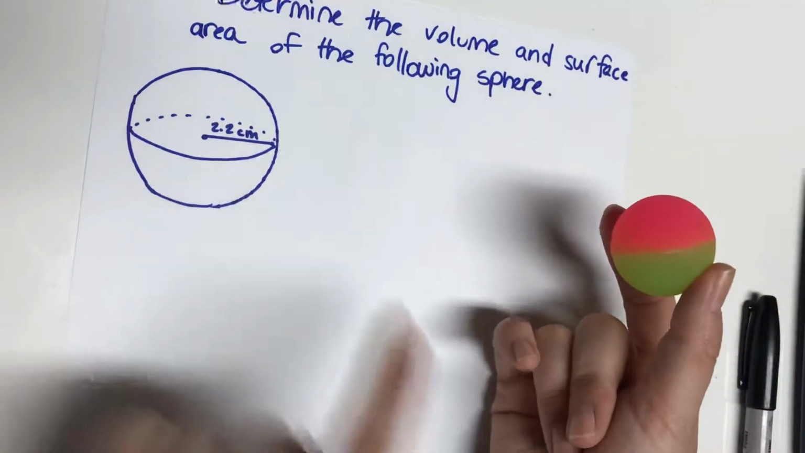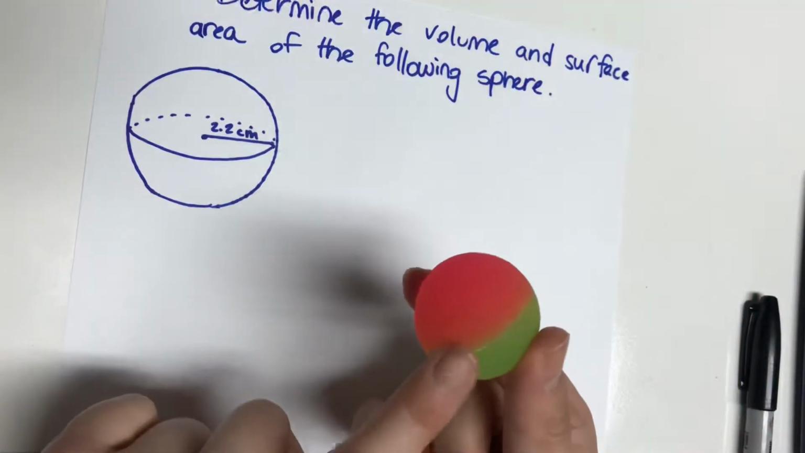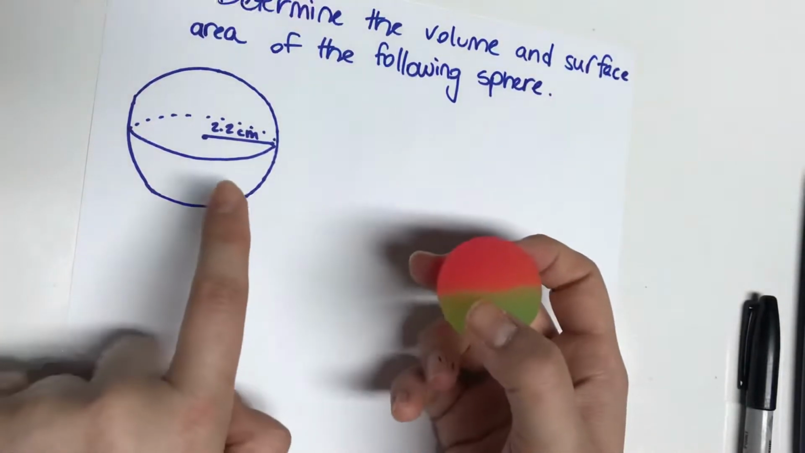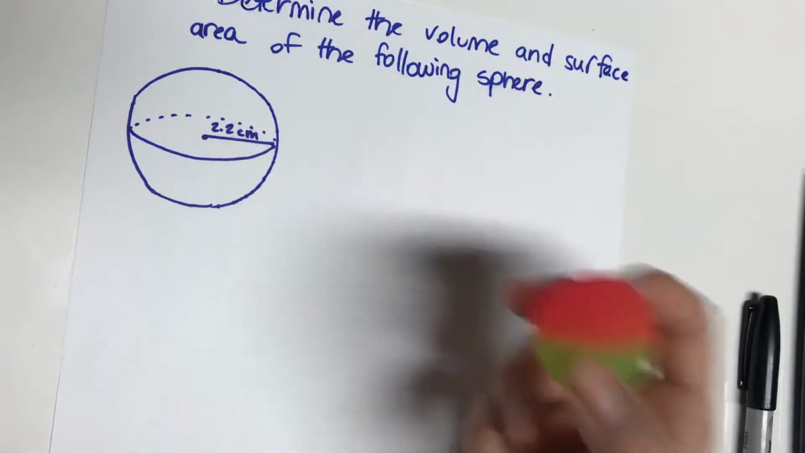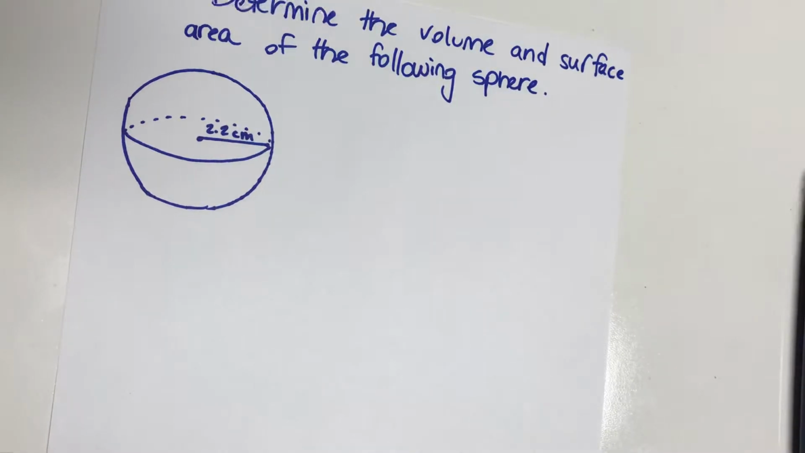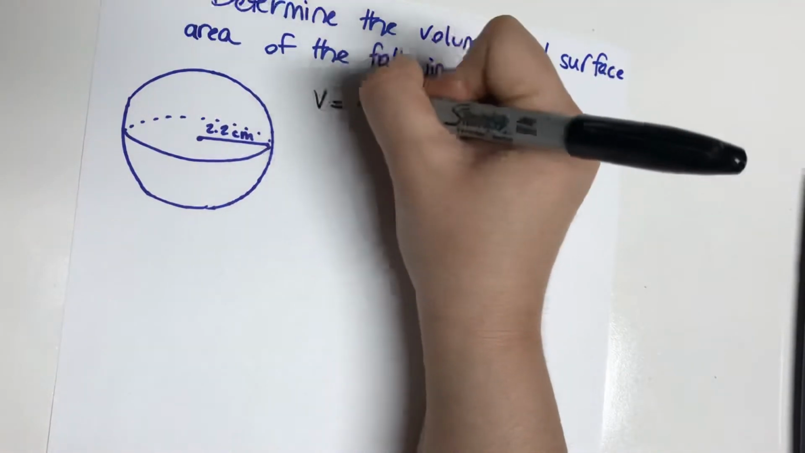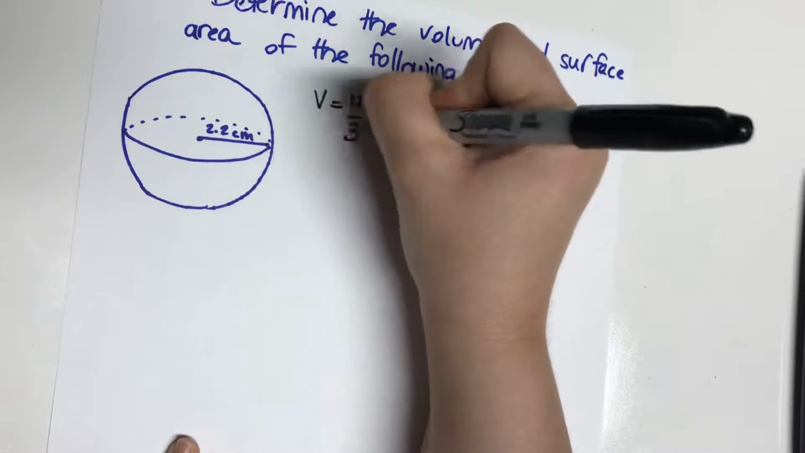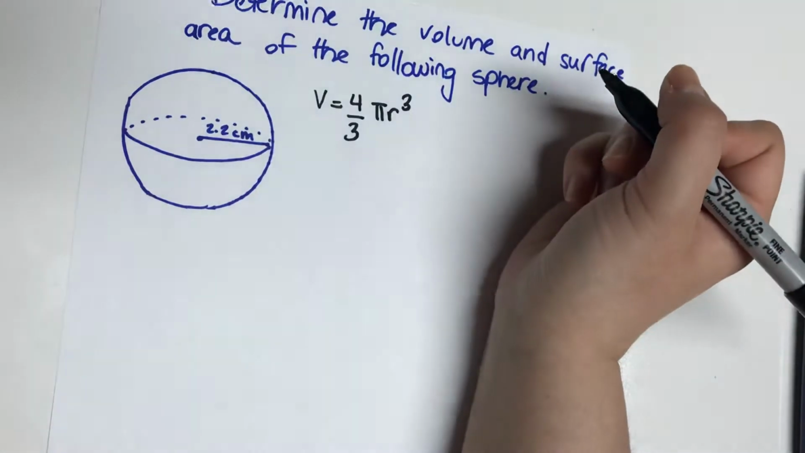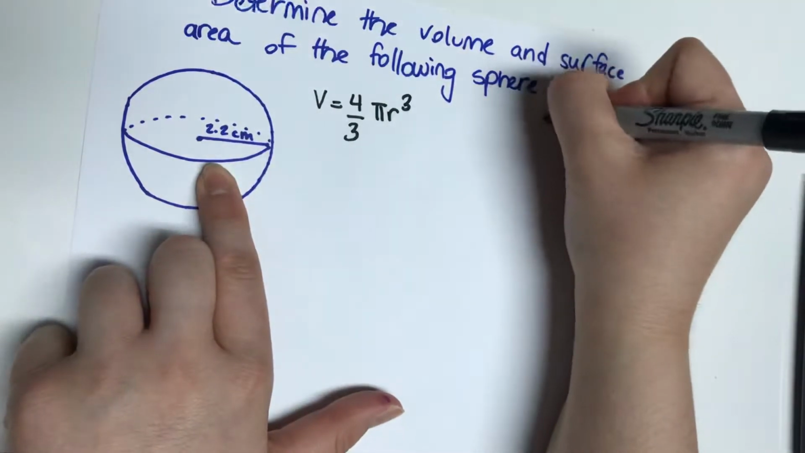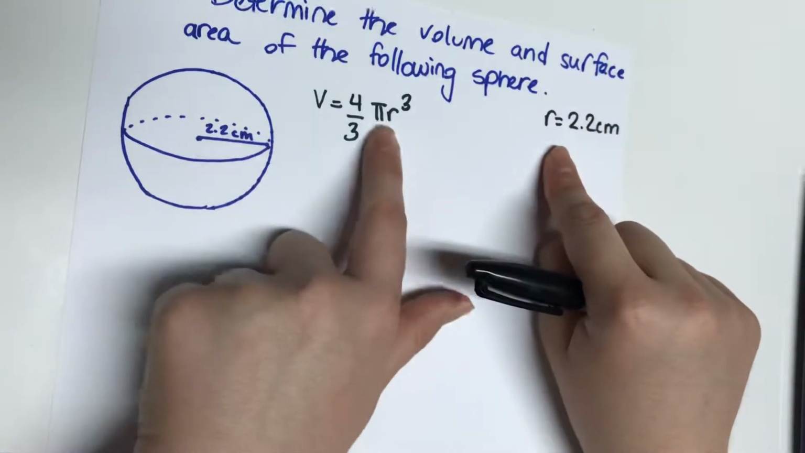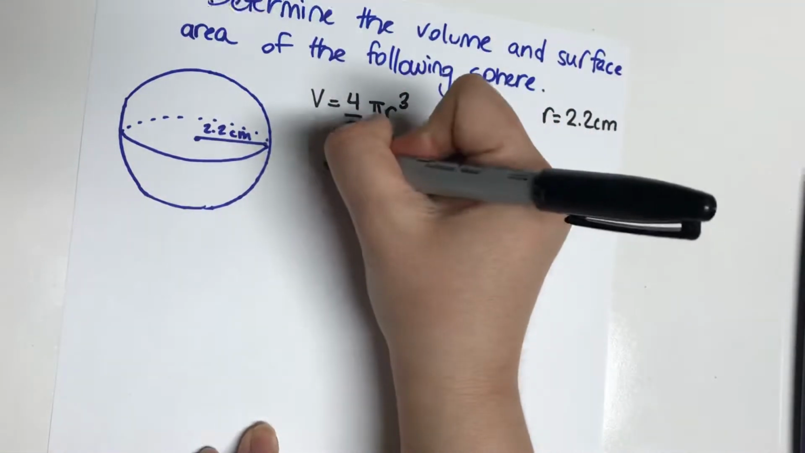And this example in particular says that the distance from the outside or the side of the sphere and the center is 2.2 centimeters. So I'm going to start off by finding the volume using my formula for the volume of a sphere, which is that volume is equal to 4 over 3 pi r cubed. This is cubed this time. And I know from what I'm given that my radius is 2.2 centimeters. So I'm going to replace the radius with 2.2 centimeters.